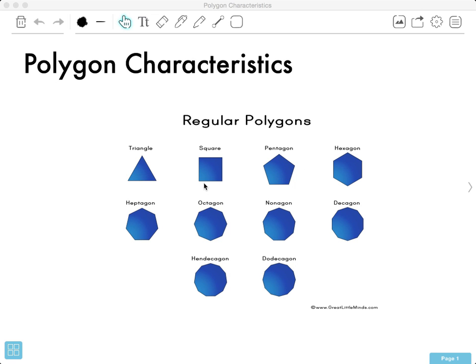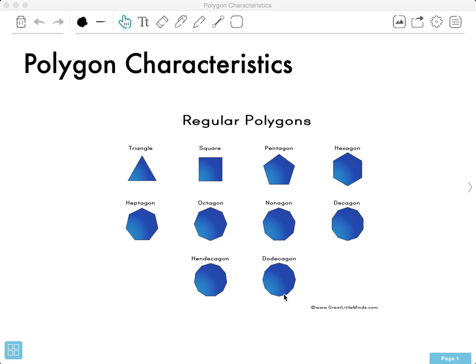Some of these are common, and you'll have heard the words before. Triangle and square are pretty common. Pentagon and hexagon are fairly common. Octagon is also fairly common. And some of these you might not have heard of. A 12-sided polygon is called a dodecagon.